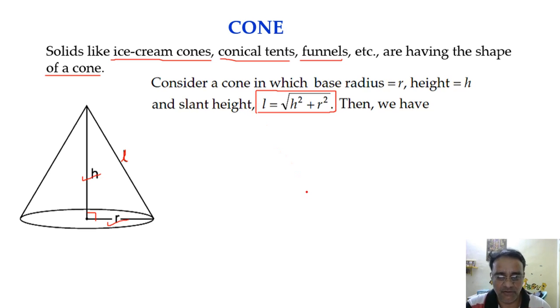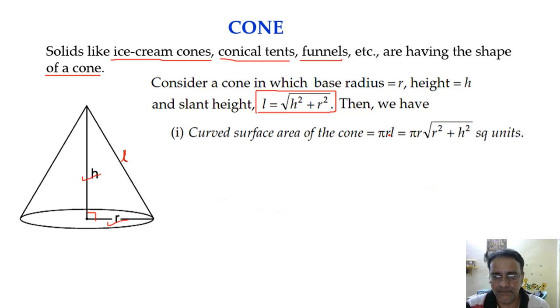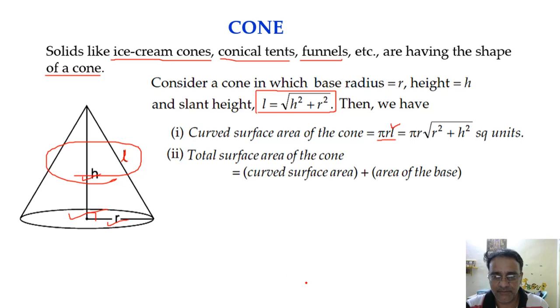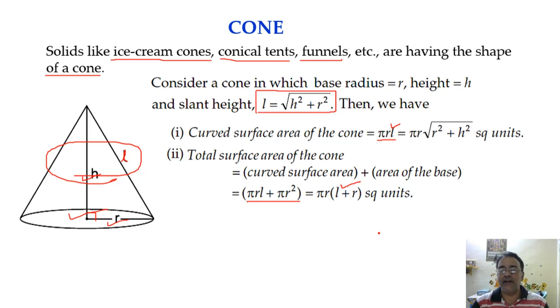Okay, right, इसमें जो कर्ड सरफेस एरिया है उसका फॉर्मूला है पाई आर एल. Pi r l, and the value of l we already know, that is root over r square plus h square. The total surface area is curved surface area plus area of base, that is pi r l plus pi r square. So now we can take pi r common, and we'll get the total surface area formula: pi r into l plus r. Usually we write it as pi r into r plus l.